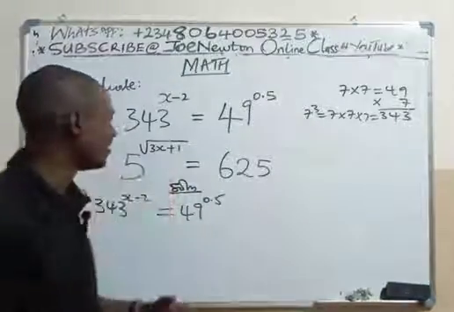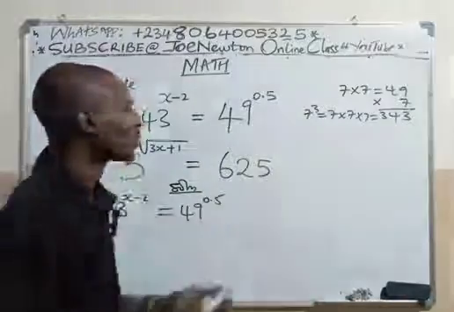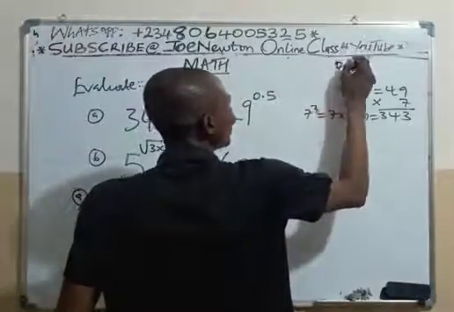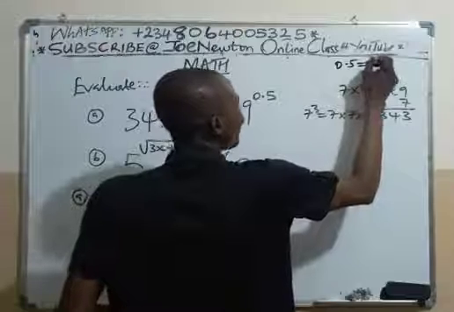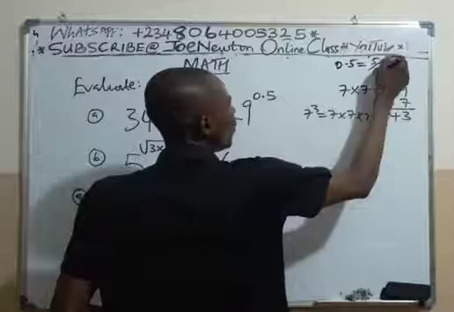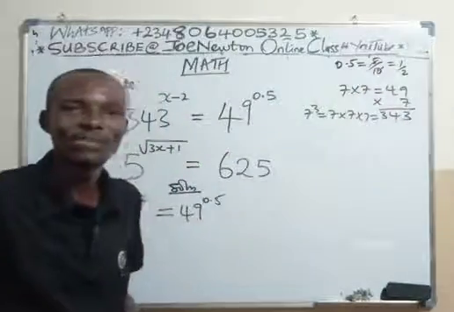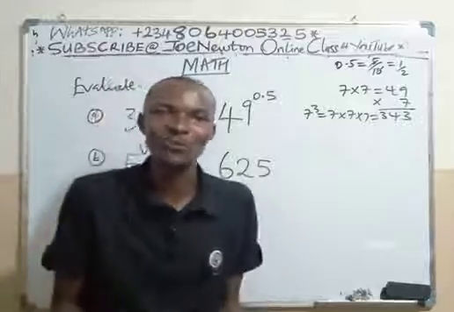Having that knowledge, again, I have 0.5 as a power here. Do not be confused by this. 0.5 simply implies 1 over 2. How? 0.5 is equal to 5 over 10. The lowest term is what? 1 over 2. So simply, 0.5 is equivalent to half, which is 1 over 2.